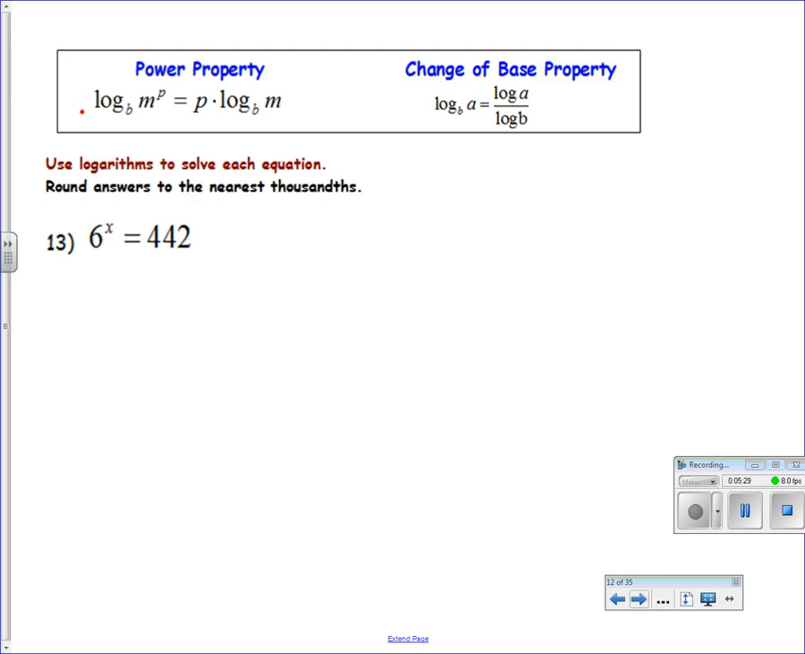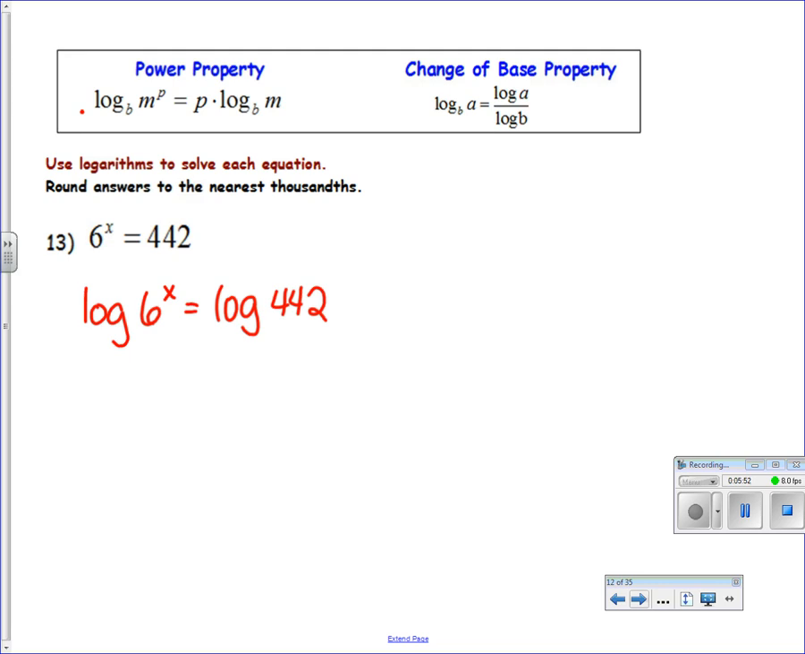So what that means is I can't get these bases to match. 6 is not going to match 442. So your first step is to log it. So we're going to log each side. So I'm going to have log of 6^x equals log of 442, because what I do to one side, I have to do to the other. Okay?